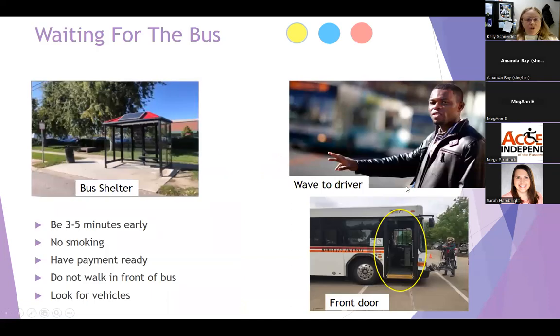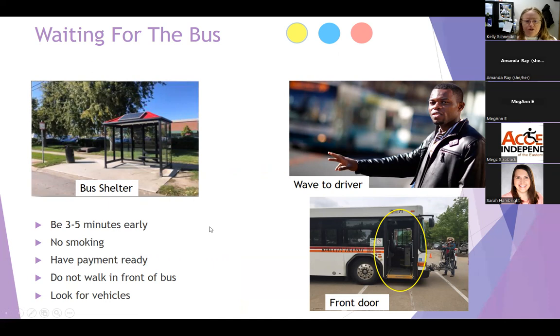Okay. First step is waiting for the bus. So we have a picture of a bus shelter here. Some of the stops do have a bus shelter, not all of them do. I know that the city of Iowa City has plans to renovate and add more shelters, so it will be nice to see some more of those come about.